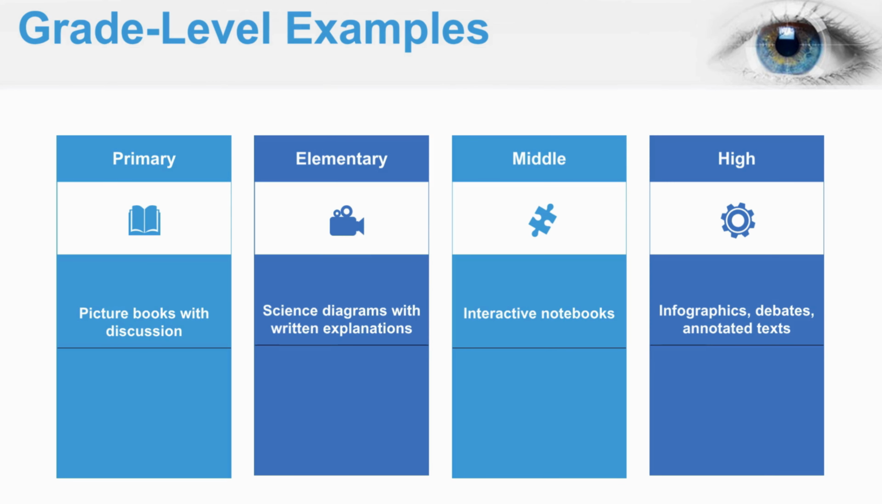So some grade level examples, as always, they're interchangeable, but let's go through them. For primary, picture books with discussion. Elementary, science diagrams with written explanations. Middle school, interactive notebooks. High school, infographics, debates, and annotated text. And again, depending on your population, you can feel free to interchange these strategies depending on the capacity of your student population.